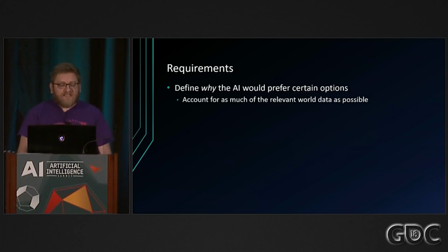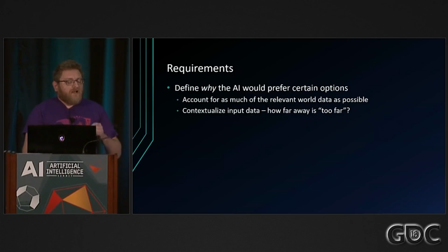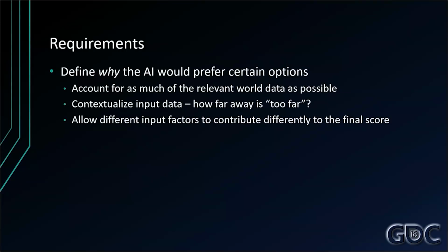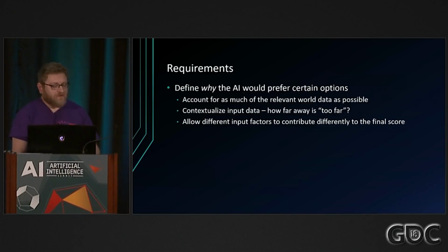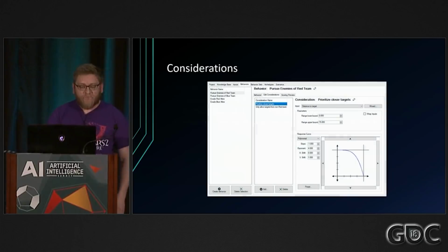And the goal here is to account for real-world relevant data as much as possible. But we also need to contextualize that data, because it's not the same for me to say, I want to buy a plane ticket, how far is too far to fly? And I want to walk to lunch, how far is too far to walk? Those are both distance questions, but they have very different contexts. So ultimately, all of the different input factors that we're gaining from the simulation, scraping out from this knowledge-based system, they all have different contributions to the score of a particular behavior, and considerations are how we reflect that.